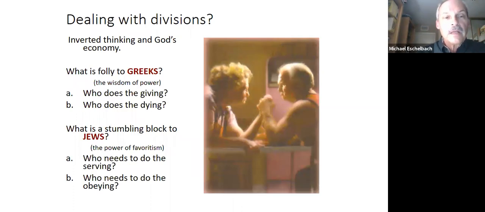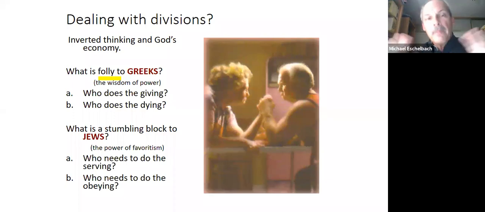So let's do the Greeks first, okay? What's folly to the Greeks about Jesus? Well, in Greek empire thinking, right? Who does the giving in the Greek empire? In other words, who provides for the wealth of the kingdom?